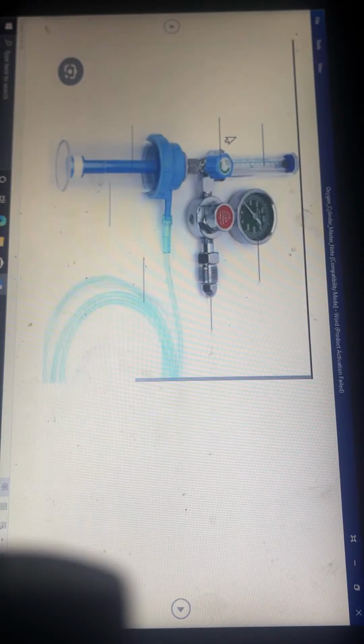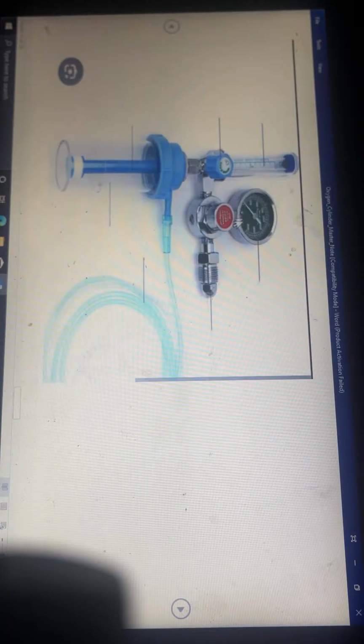So whenever you are given this, please don't forget it again. Looking at this, can you identify this? We have the flow meter. We have the flow meter, liter per minute, the Nosbury shortcut for flow meter.